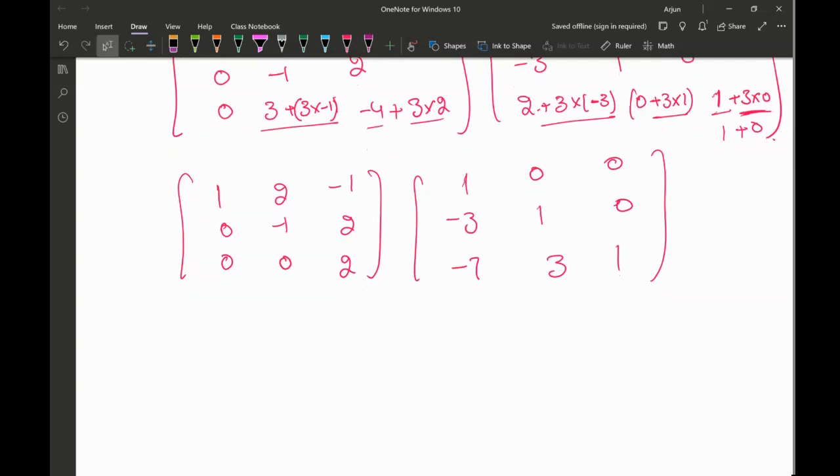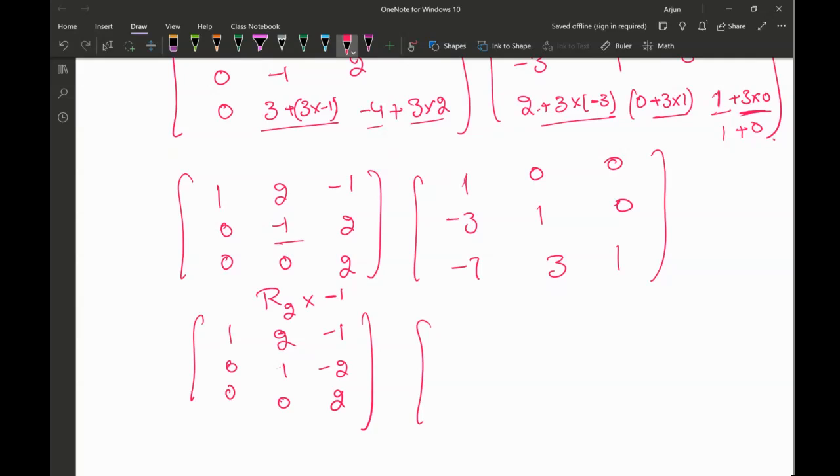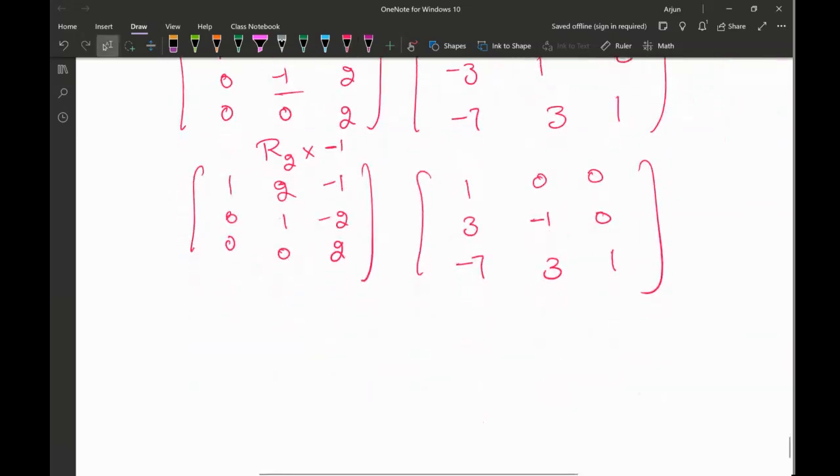All right, now the next step, I'm going to try and make this one positive. So 1 0 0, I'll apply R2 times negative 1. So 2 minus 1, so this will become 1 minus 2 0 2, remaining as it is. And now this is 1 0 0. This will become 3 minus 1 0. This is minus 7 3 1. So this was an easy operation.